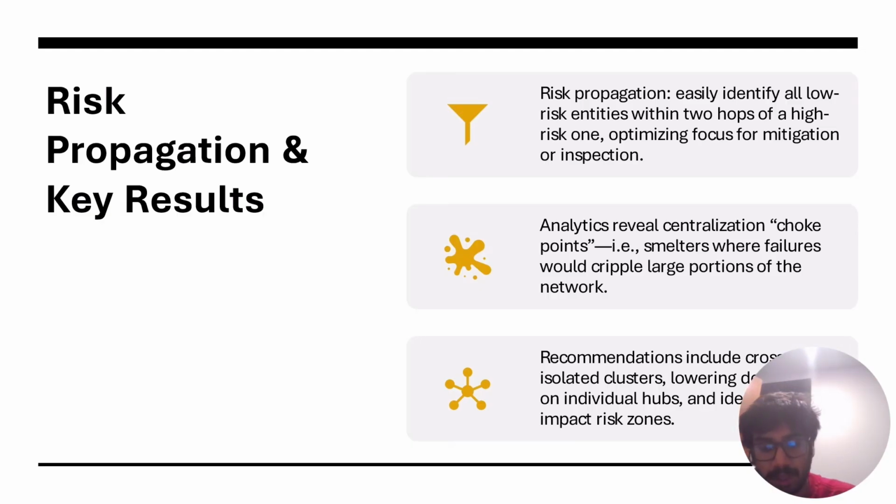So our bottom line is that Neo4j doesn't just store supply chain data faster, it enables entirely new approaches to risk management. We move from reactive reporting to proactive risk intelligence, from static snapshots to dynamic simulation, and from data storage to decision support.